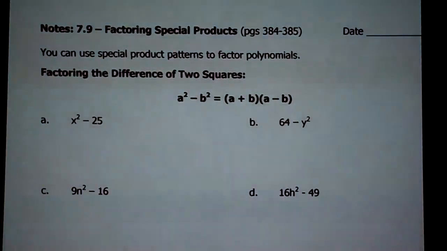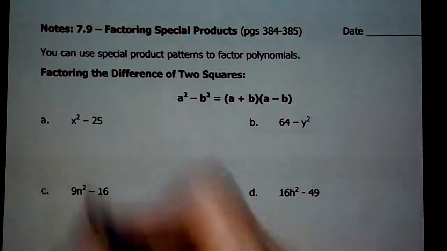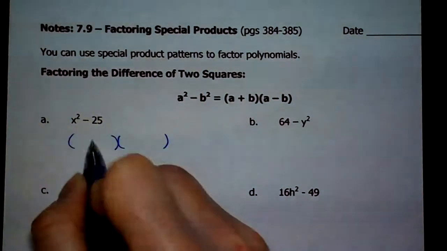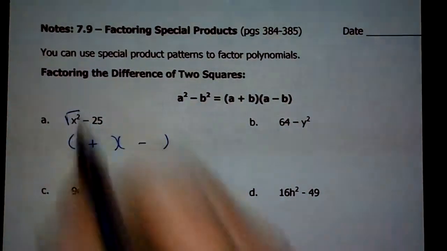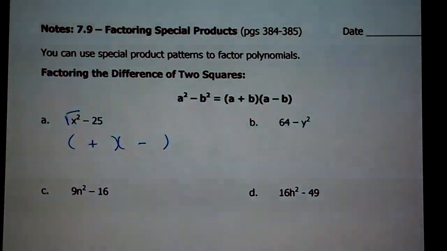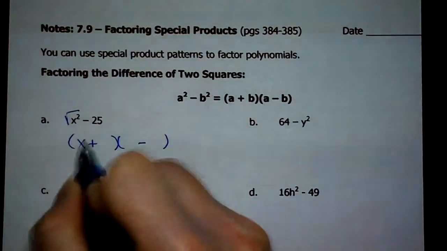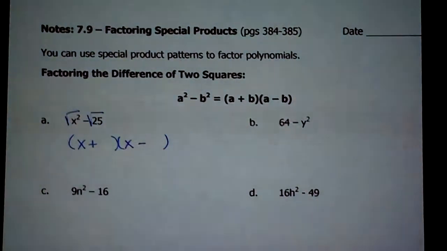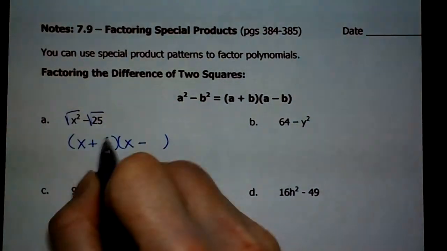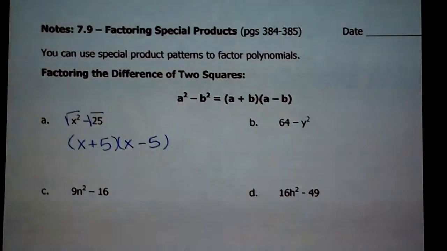So if you see that we're subtracting perfect squares, all we have to do is take the square root of each term, and it's going to end up being a plus minus. This doesn't work when there's an addition sign between them. It's only when you're subtracting those. So what's the square root of x squared? What number squared gives me x squared? X, right? So that means my a is x. And what's the square root of 25? What number squared gives me 25? 5 does. It's as simple as that.